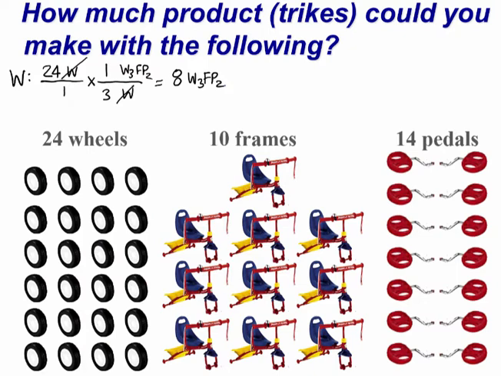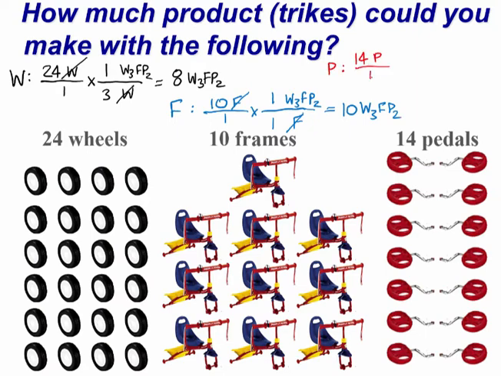Now let's look at the other parts. Using the frames, we can perform a similar calculation. There are 10 frames, and they react with a ratio of 1 frame for every 1 trike. We cancel the units of frames and discover that we can make 10 trikes. However, neither of these answers is correct. Let's look at the pedals. The math for the pedal calculation looks like this. I'm given 14 pedals. I set up a pedal to trike conversion, which has a ratio of 2 to 1. This gives me 7 trikes.